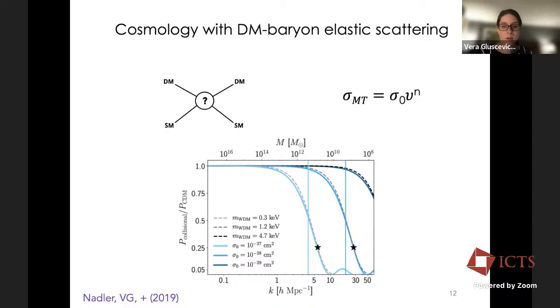And so in the context of this particular model, the linear matter power spectrum, normalized to the CDM power spectrum, which is what I'm showing in the plot there, features a cutoff. And this cutoff moves to smaller and smaller scales, so to the right of this plot, as you decrease the cross-section. So when you have dark matter baryon heat and momentum transfer sometime in the early universe, you end up suppressing power on small scales.